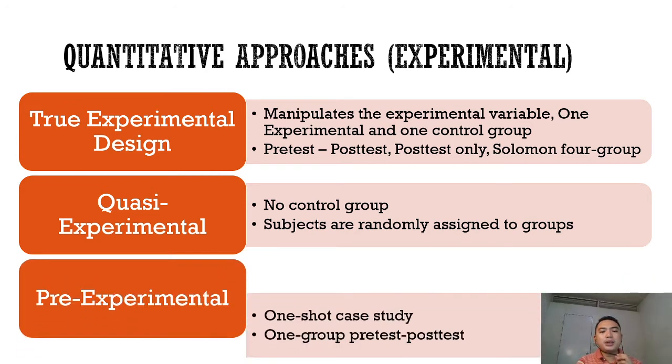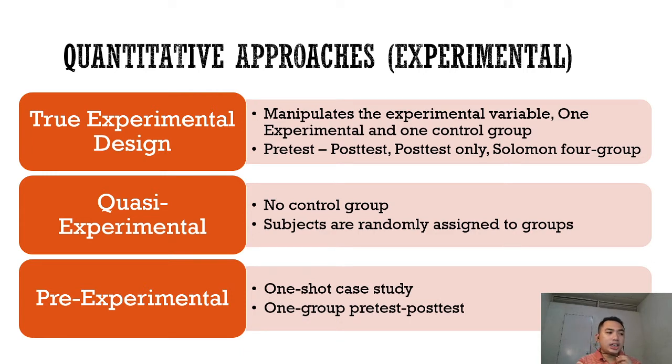And then pre-experimental, this is just a one-shot case study, and this experimental design is considered very weak, and researchers have little control over the research. So one example of that is a one-group pre-test, post-test. So walay experimental, also walay control group. Wala lang, nagtest lang mo sila, and then walay experiment na hitabo.